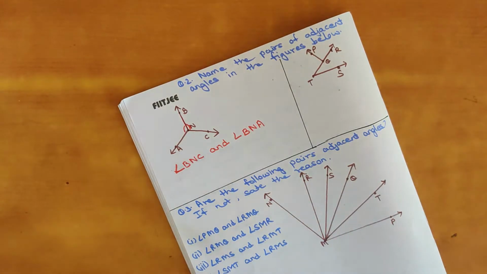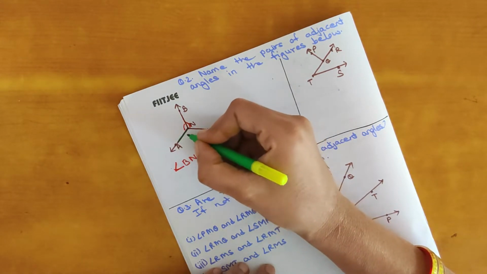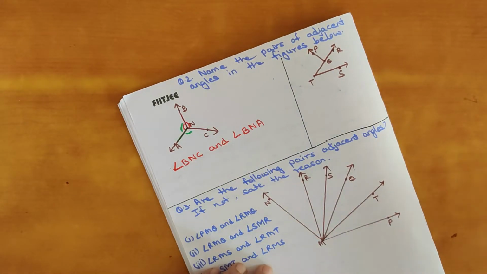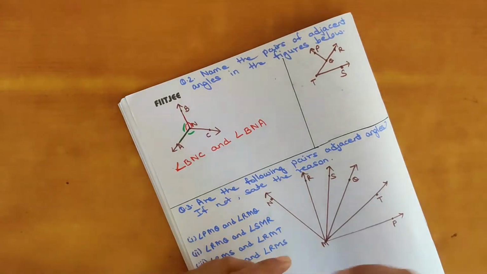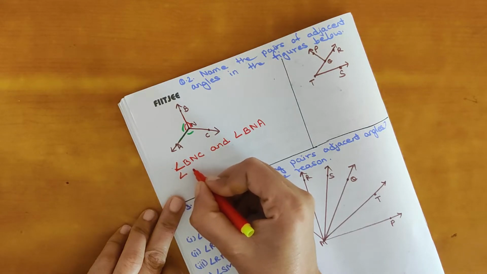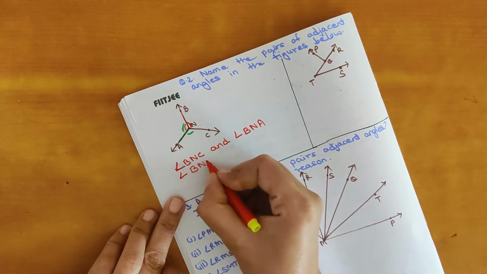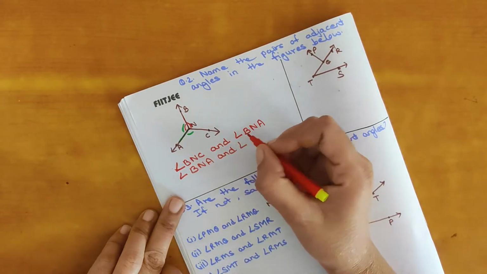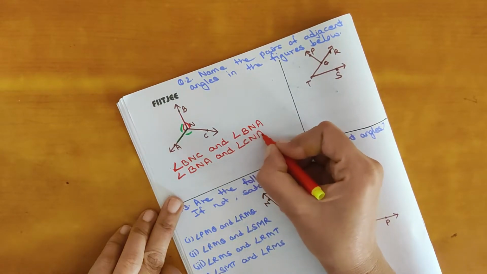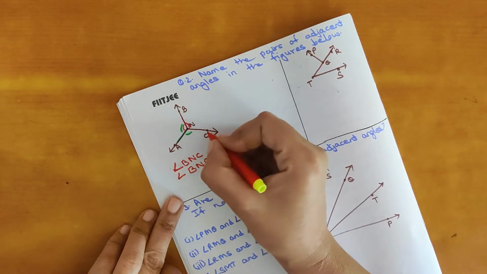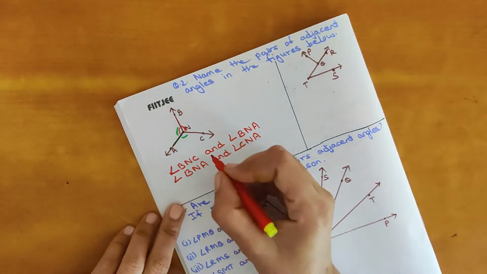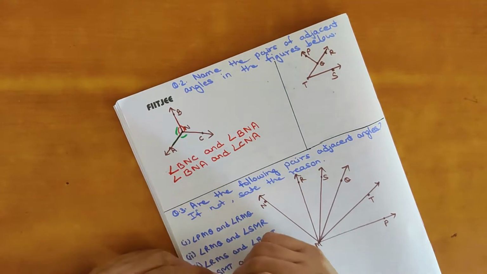Now if I am using this green color as a common arm, then this and this we will get as a pair of adjacent angles. So we will write angle BNA and angle CNA, because they have the common vertex as well as a common arm, that is NA, the common arm here.